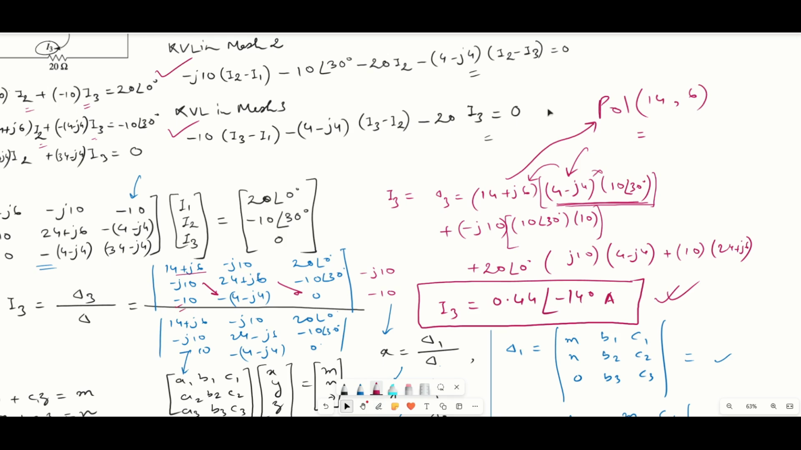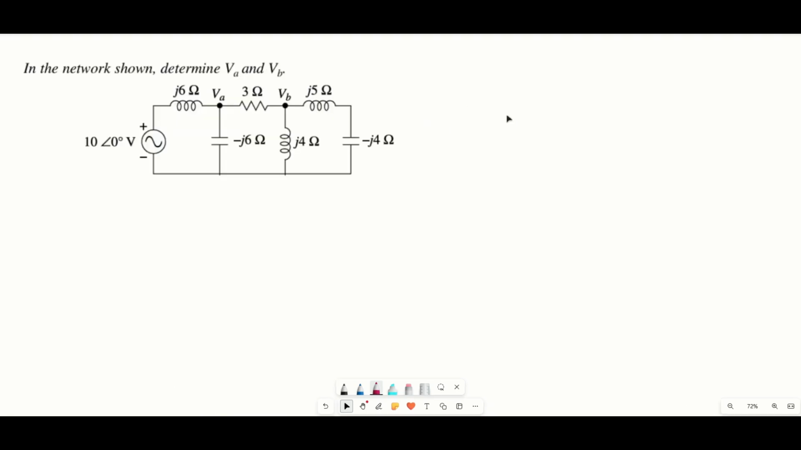So now let us consider another numerical with node analysis. Here in the circuit, we have to determine the value of VA and VB. In order to determine the values of VA and VB, we can simply take help of node analysis. As you remember, in node analysis, the current is always coming out of the node. Whenever we are considering node analysis, the current is moving out of the node. That will be the direction of the current.